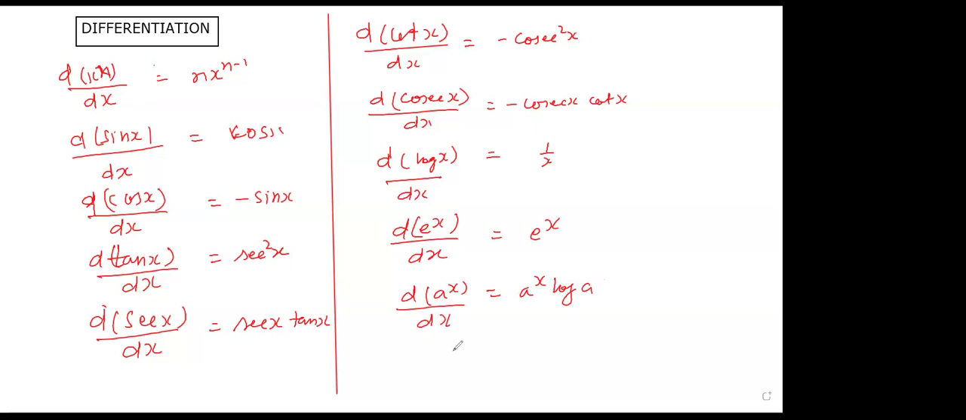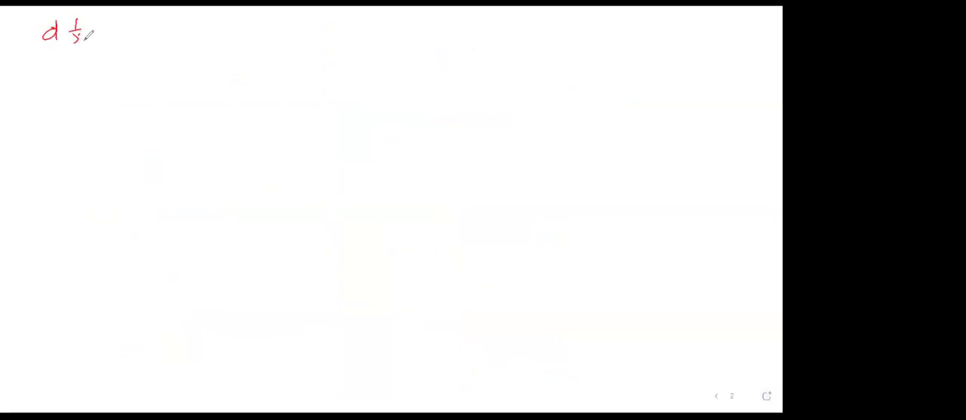What is the derivative of root x? It is 1 over 2 root x. By which rule? This rule only. Okay. And derivative of 1 over x is negative 1 over x square.